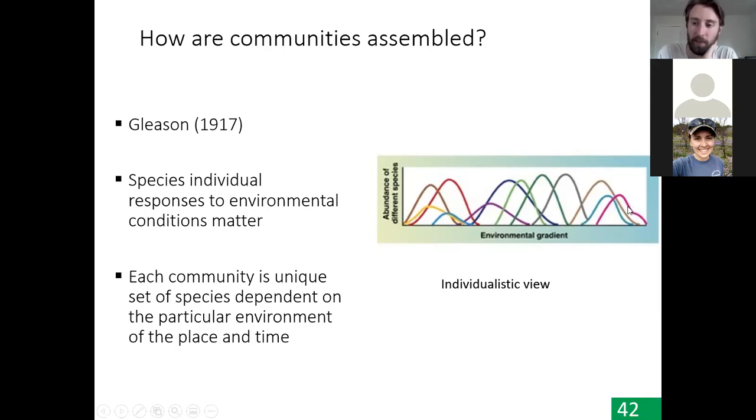So yeah, the top of the mountain does have different species than the bottom of the mountain, but it's not a result of really well-defined transitions from one community type to another.